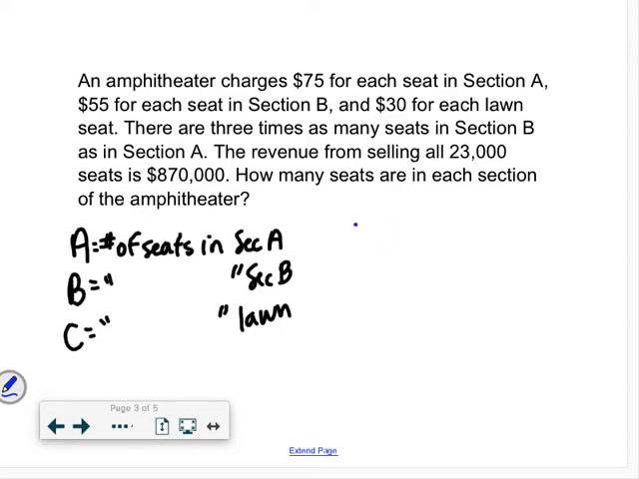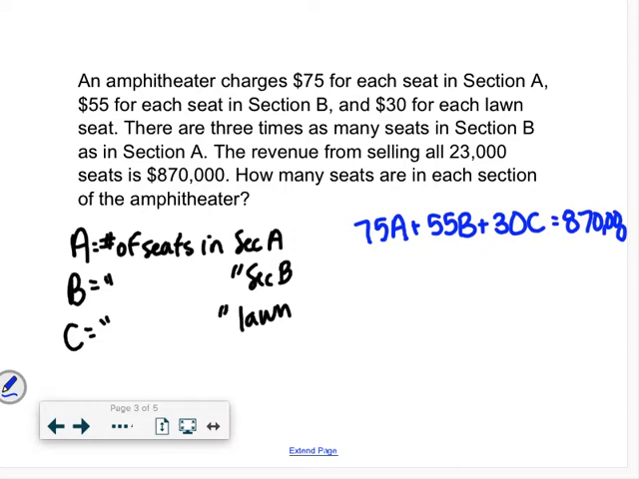So one equation should be 75A plus 55B plus 30C, which means if I have 10 lawn seats, I make $300. If I have 100 lawn seats, I have $3,000. If I have 1,000 lawn seats, I have $30,000. That total has to equal 870,000. So that was a good one, right? Put all the money in the same equation.